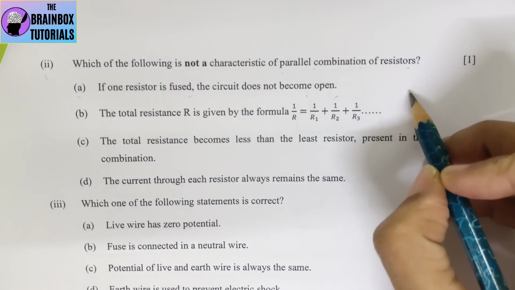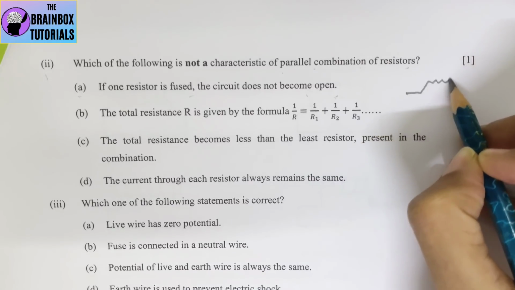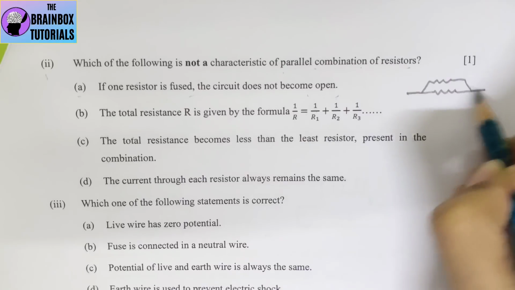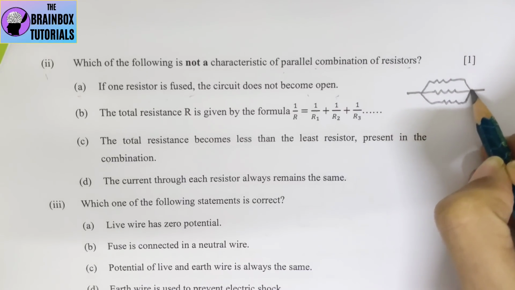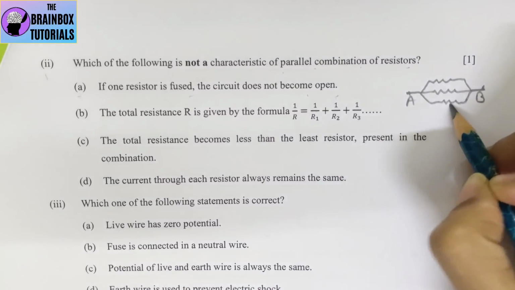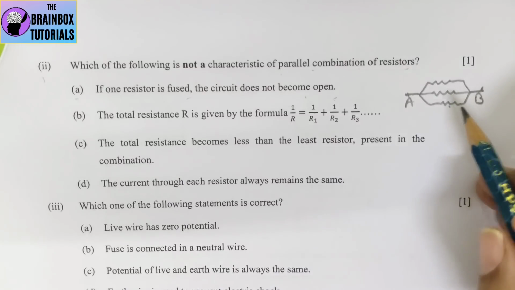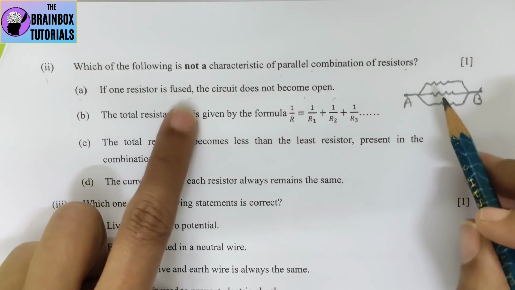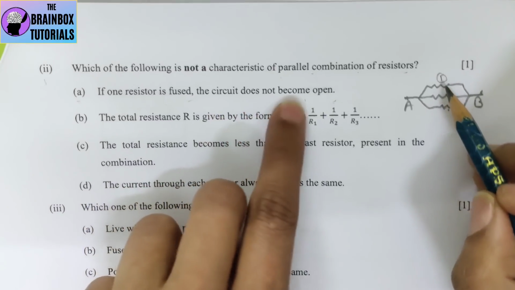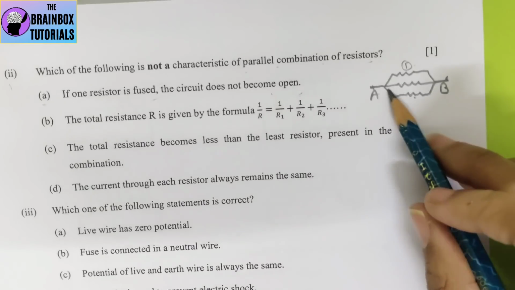Let me make one parallel combination. Let's see, from point A to point B, there are 3 resistors, 3 ways with which we can move from A to B. Now here, number A, it is written, if one resistor is fused, let's say number 1 resistor is fused, the circuit does not become open. Yes, that is right, still the circuit is closed.